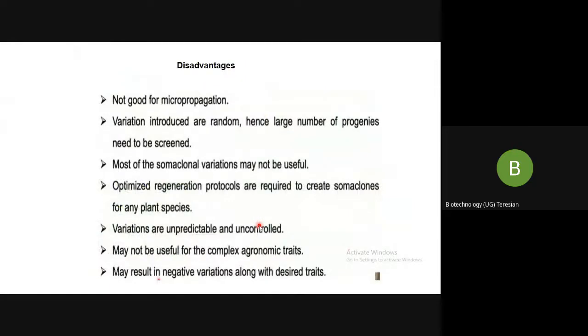As usual, if there are advantages, we also have to speak about the disadvantages. So, not good for micropropagation. This one I told you in the starting of the class itself when we dealt with somaclonal variation.